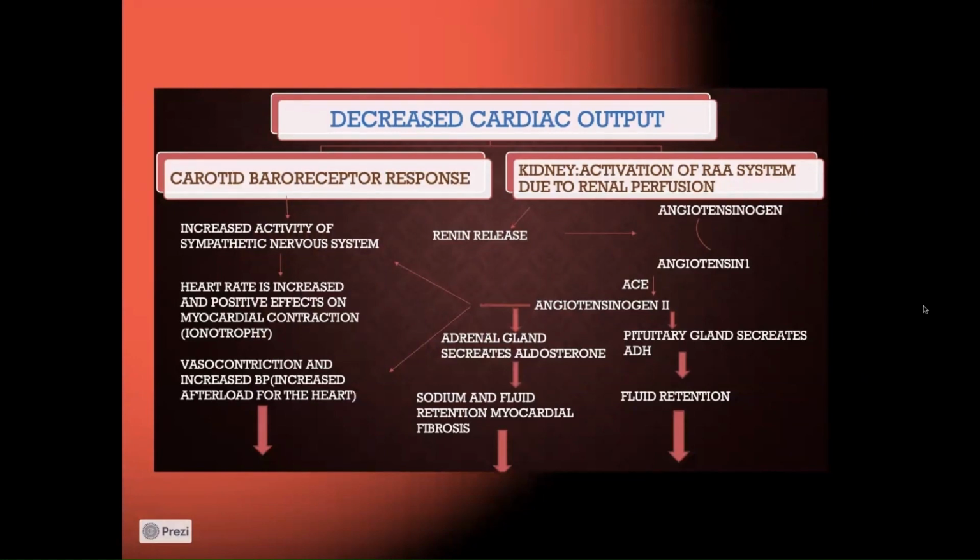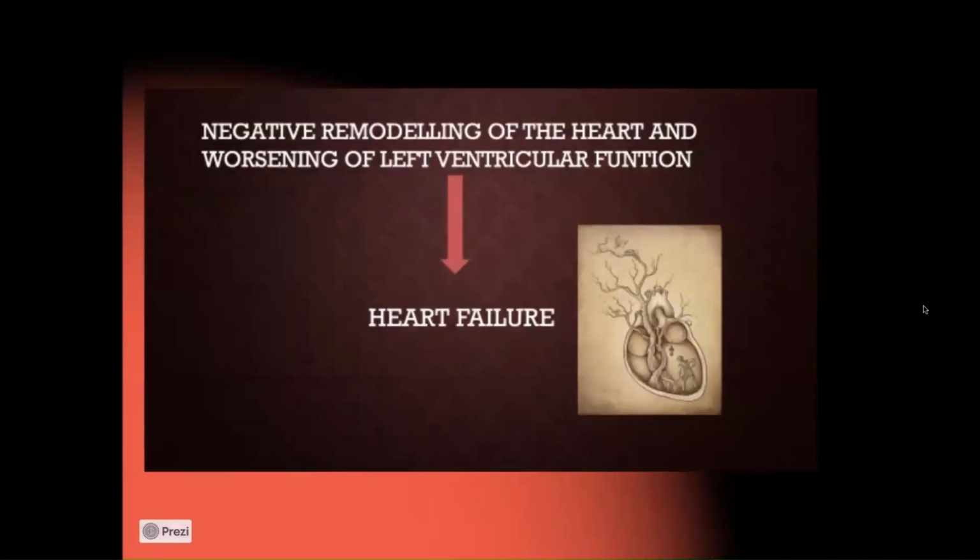To compensate for the decreased cardiac output, carotid baroreceptor response and activation of RAA system take place. In the carotid baroreceptor response, increased activity of sympathetic nervous system causes increase in heart rate and positive effects on inotropy, thus causing vasoconstriction and increased BP. Activation of RAA system causes release of renin, causing conversion of angiotensinogen to angiotensin 1 and 2, creating fluid retention. Ultimately, both these responses lead to worsening of left ventricular function, which in turn leads to heart failure.